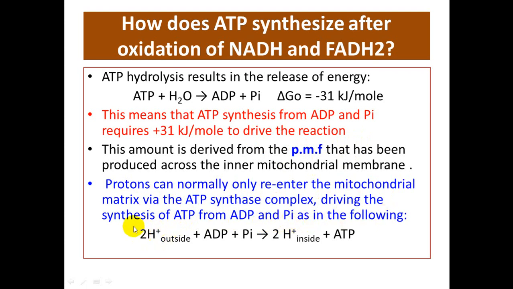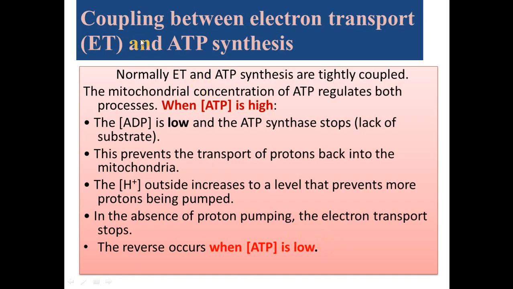Then two protons outside, ADP plus pyrophosphate, equals two hydrogen inside plus ATP. The coupling between electron transport and ATP synthesis.